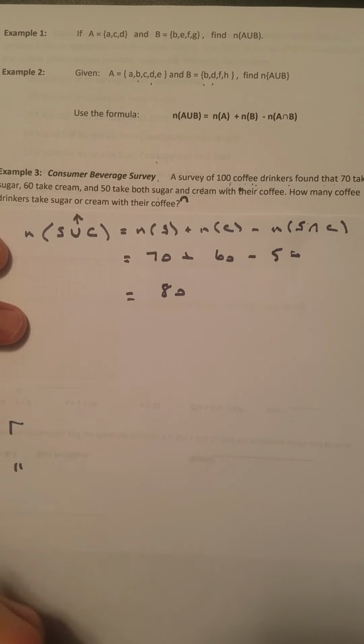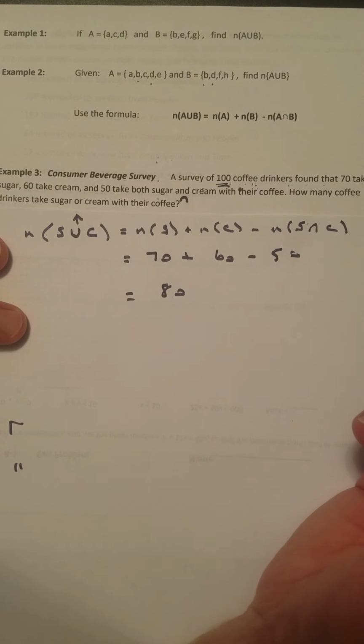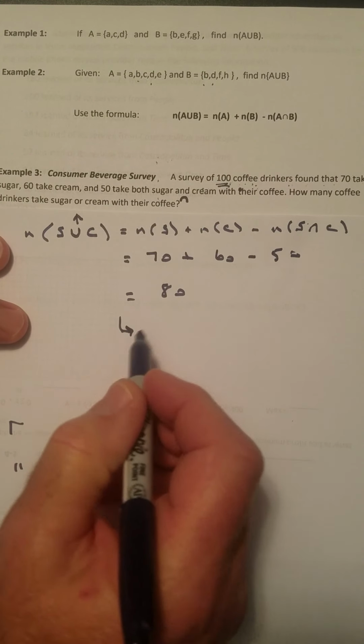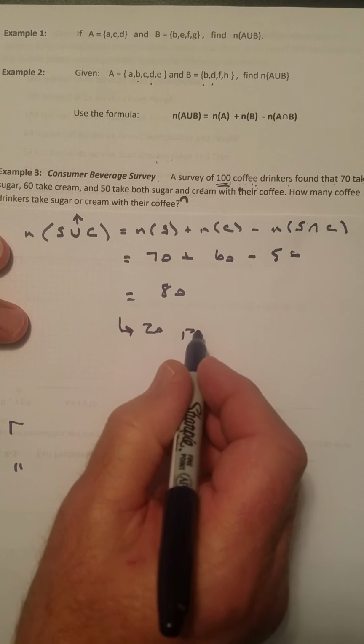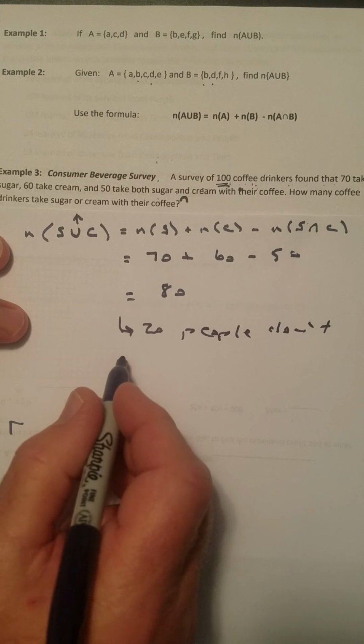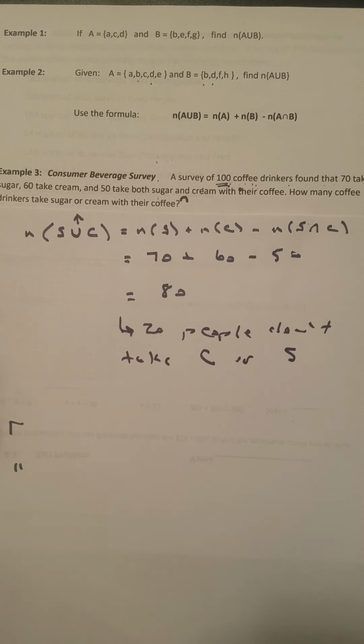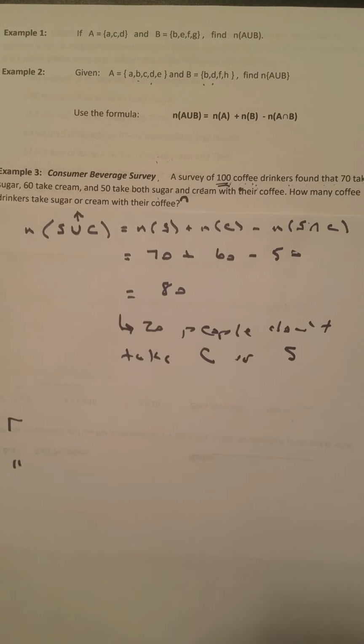Okay, so let's just talk about the whole problem here. There was 100 people altogether. What happened to the other 20? Well, that means 20 people don't take cream or sugar. Now that becomes important later because you're going to be doing some problems where you're going to have to logically figure out some things. Okay, let's move on.